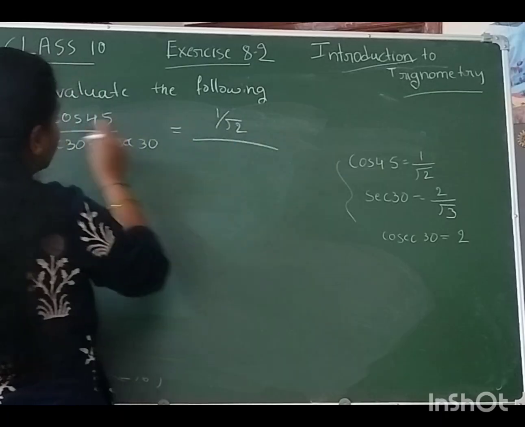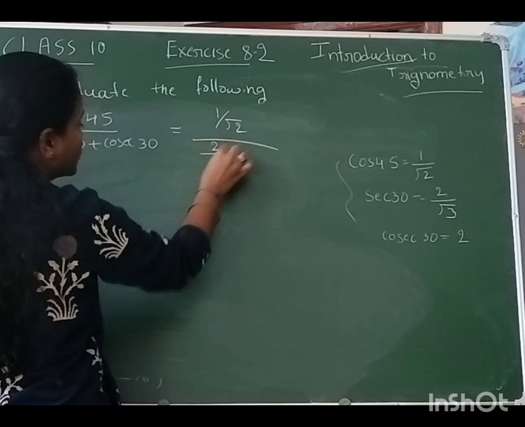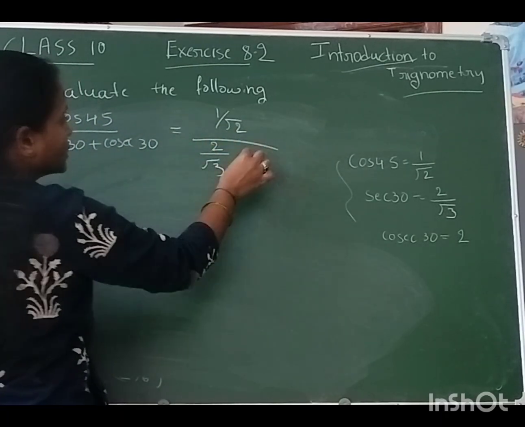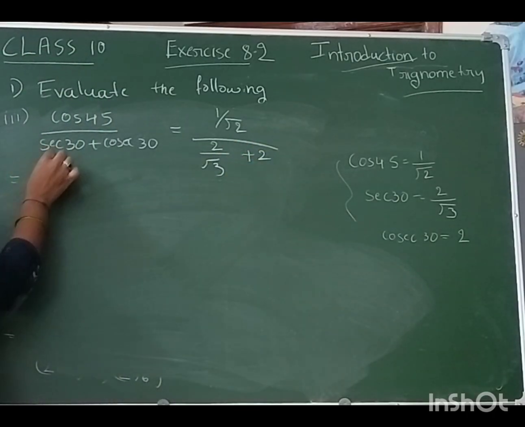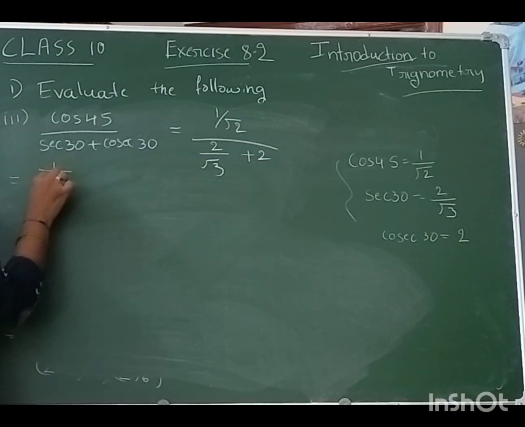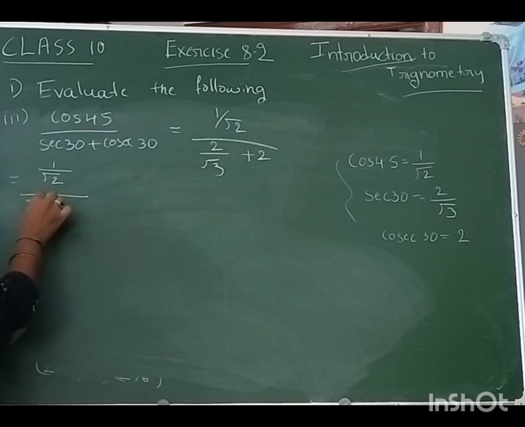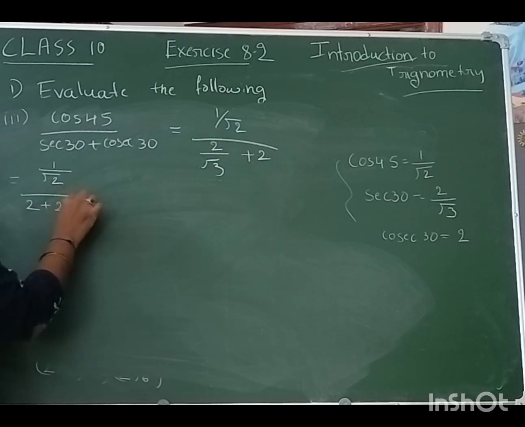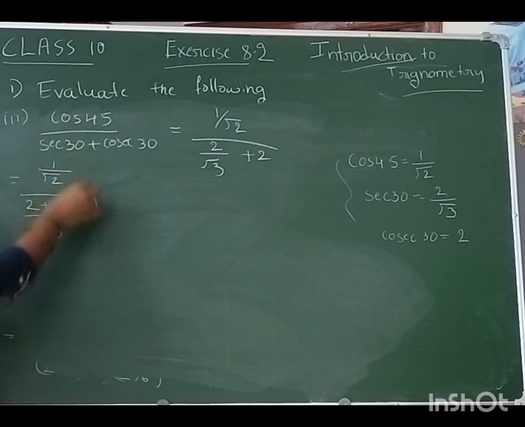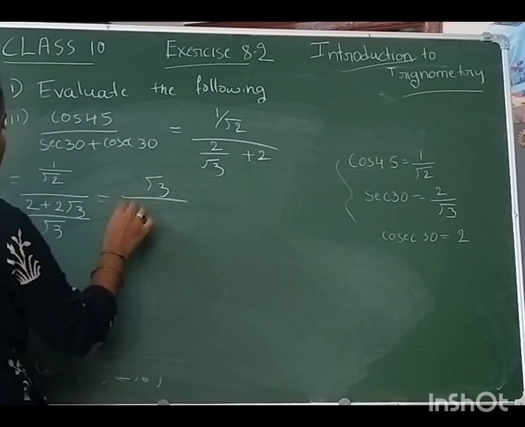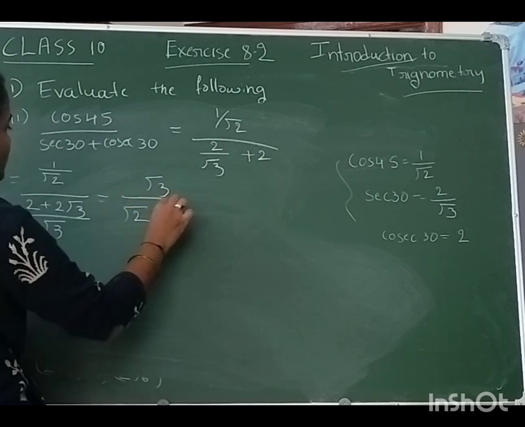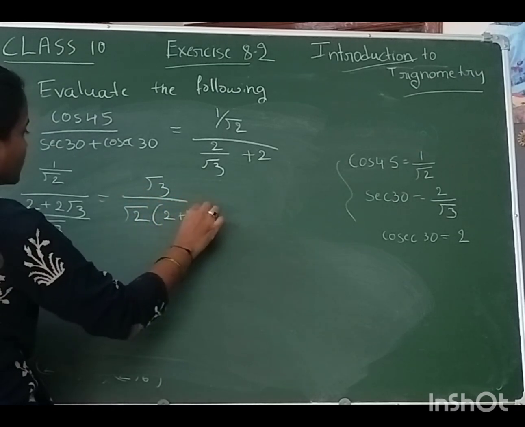So cos 45 is 1 by root 2, and secant 30 is 2 by root 3 plus cosec 30 is 2. So I have to take the LCM in the denominator. The numerator will be written as it is. By taking the LCM, it will become 2 plus 2 root 3 divided by root 3. So root 3 will go to the numerator. So root 3 divided by root 2 into 2 plus 2 root 3.